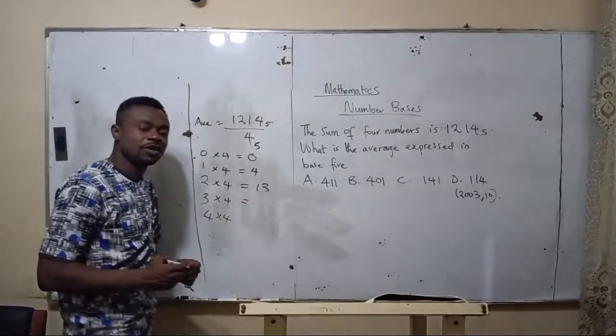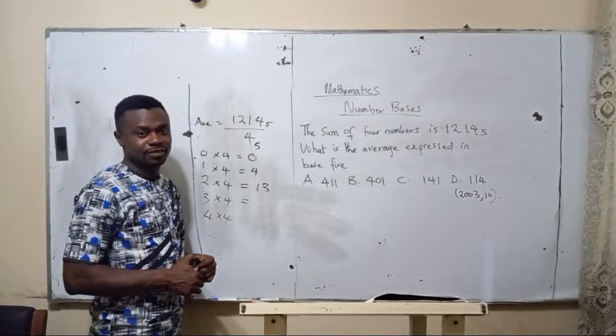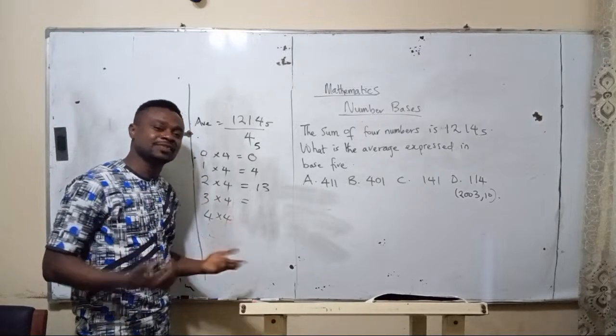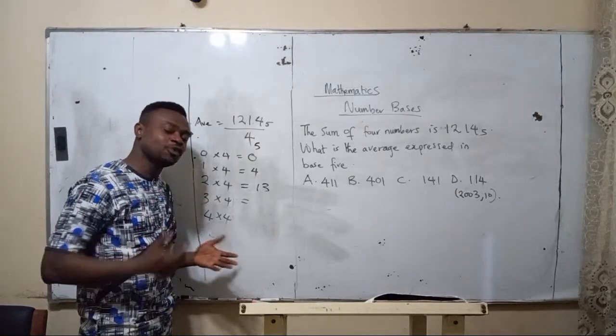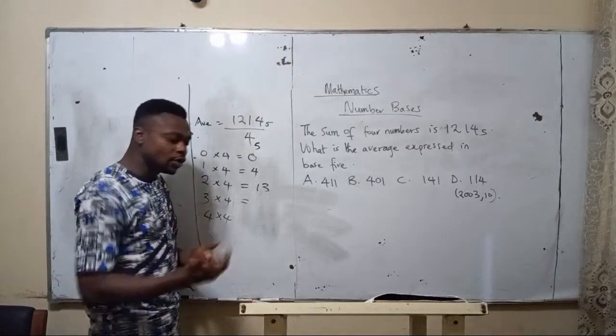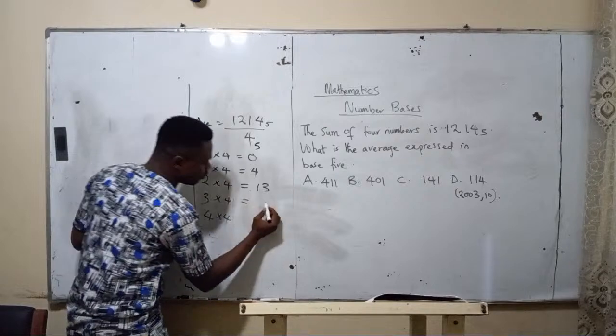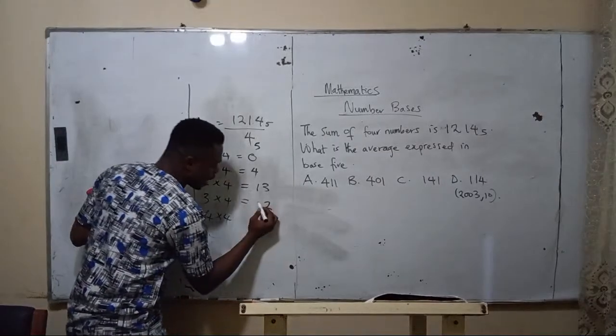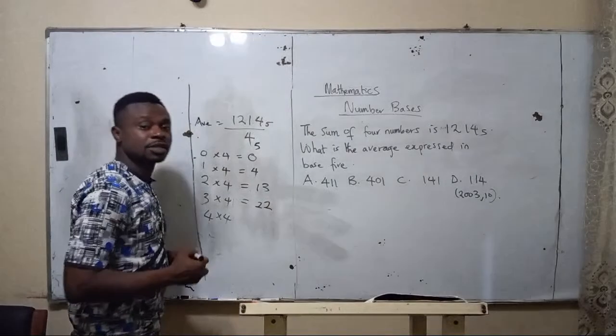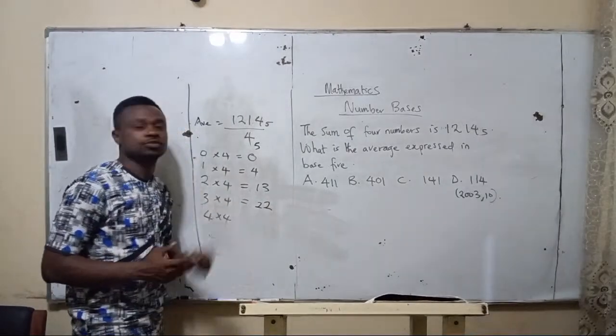3 times 4 is 12. But 12 cannot be under base 5, so we convert it to base 5. 12 divided by 5 is 2, remainder 2. So we write down the remainder and bring down the whole number. So we have 2 2.